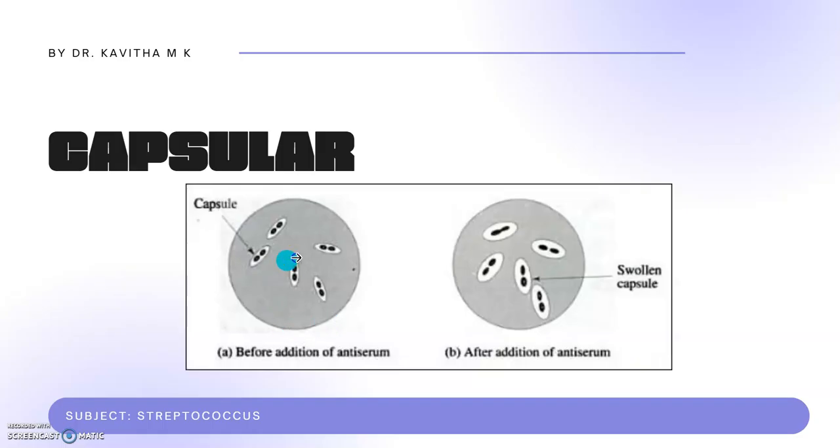So before addition of antiserum, there will be a capsule like this, but after addition of antiserum, there will be a swollen capsule which can be observed like this. So it occurs as a result of capsular swelling. This test is called the Quellung reaction.